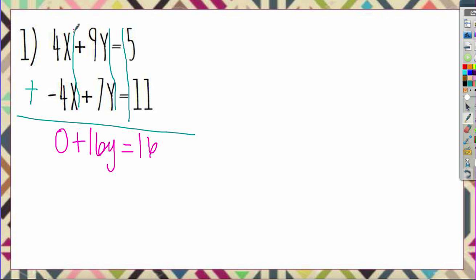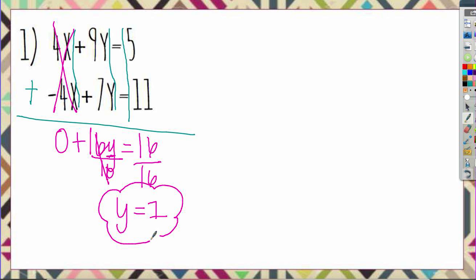This is why we're doing this, because one of the variables will eliminate, and so there's only one variable left, so we can actually solve for what it's worth. So when I divide both sides by 16, I now know that y equals 1. Well, just like with substitution, when I have one of the variables, I need to plug it back in to find out the opposite variable.